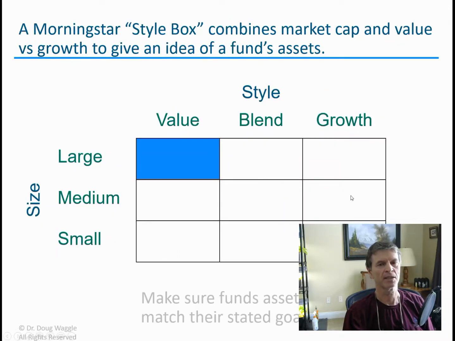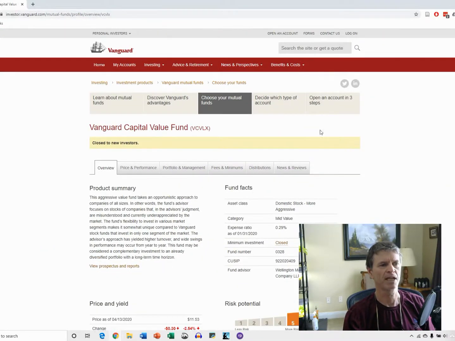Now, another way: you may see funds where they say, hey, this is a large cap or a small cap and we're value, but the Morningstar style box, this is a place that looks at funds and stocks, looks at market cap and classifies the portfolio based on actual holdings. So the classification in the style box may be different than what the fund says its actual goal is. Let me pull up the Capital Value Fund at Vanguard. Here's some of the info you could see on a typical fund. In the summary, this aggressive value fund takes an opportunistic approach to companies of all sizes. So they go to all sizes.